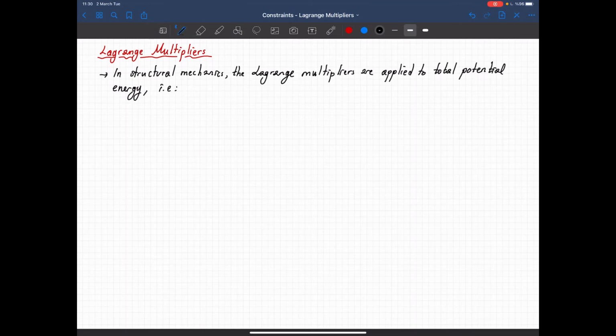So the total potential energy function that we use is 1 over 2 displacement transpose multiplied by the stiffness matrix multiplied by the displacement. Remember that that's our internal work expression. And we have the external work here.